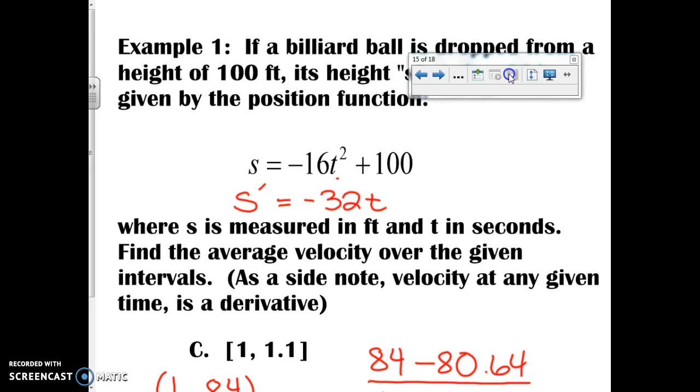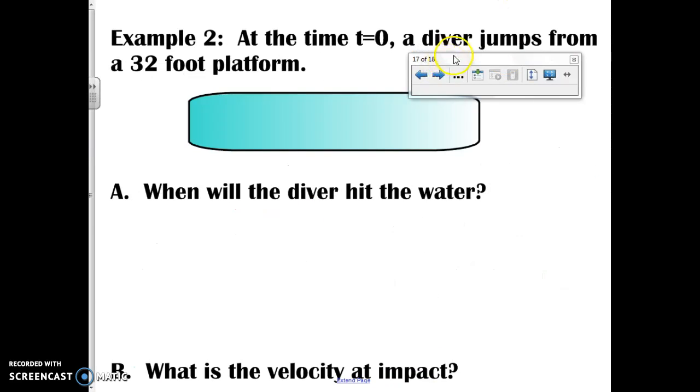So the actual rate at exactly 1 second, that this billiard ball is falling. So at 1 second, I do negative 32 times 1, and I get negative 32 feet per second. So it is dropping at a rate of negative 32 feet per second. If I put in the 2 seconds, at 2 seconds in, it's dropping at a rate of negative 64 feet per second. Just so you got that in there. But coming back over to where we were now.